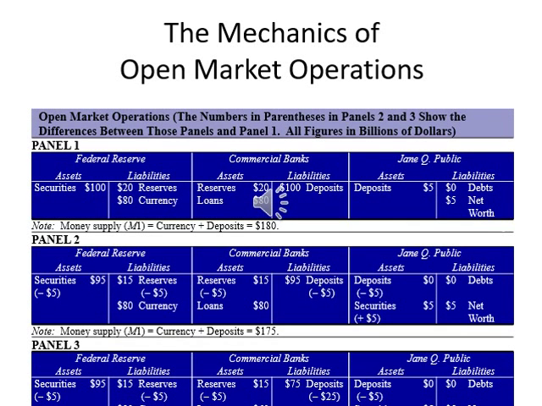The mechanics of open market operations. Open market operations. The numbers in parentheses in panels 2 and 3 show the differences between those panels and panel 1. All figures in billions of dollars.